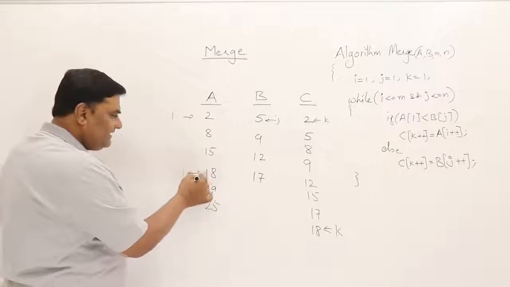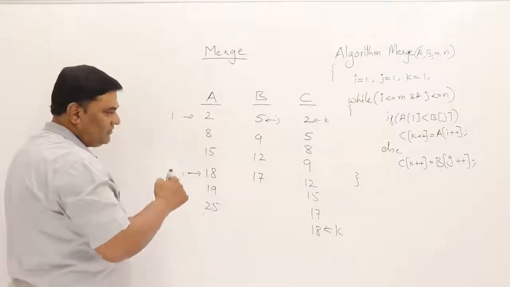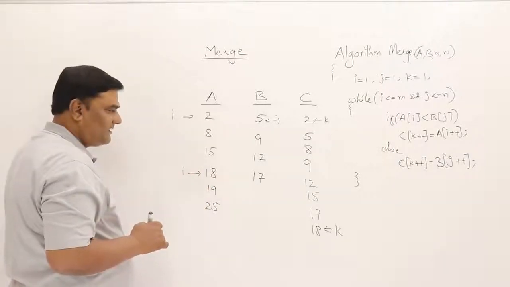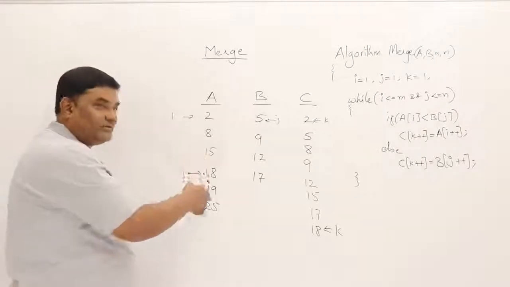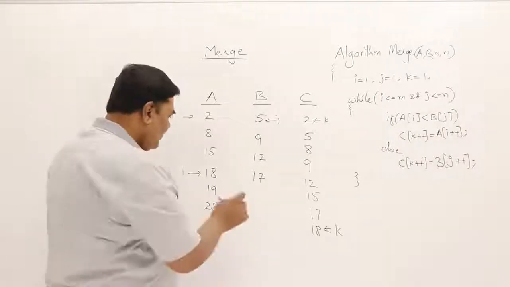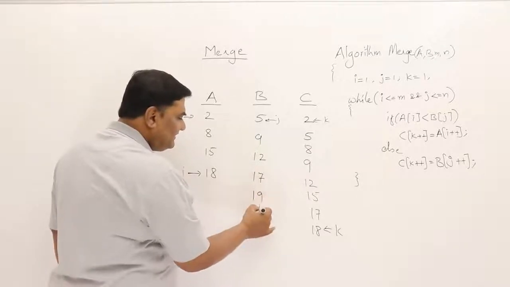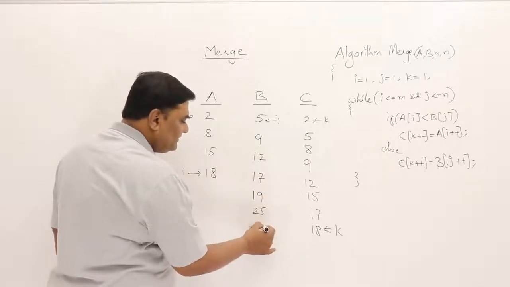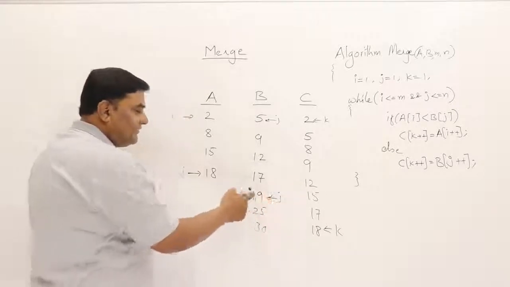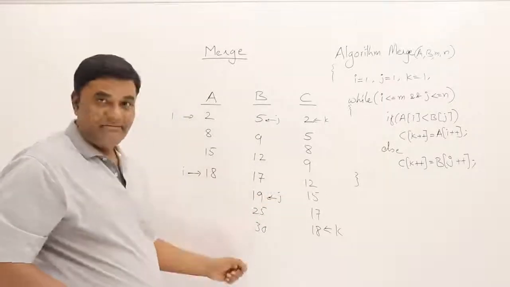So I is pointing here. From here onwards, I should copy all the elements. Wherever I is pointing, I should copy all the elements. Or else, here I may be having some elements, 19, 25, 30. So J may be here. Wherever J is, I should copy the rest of the elements.